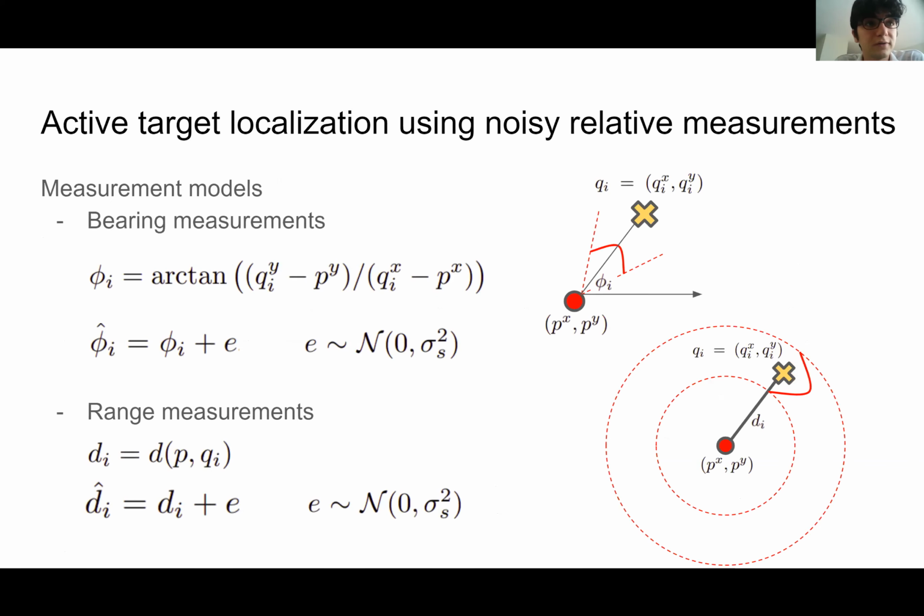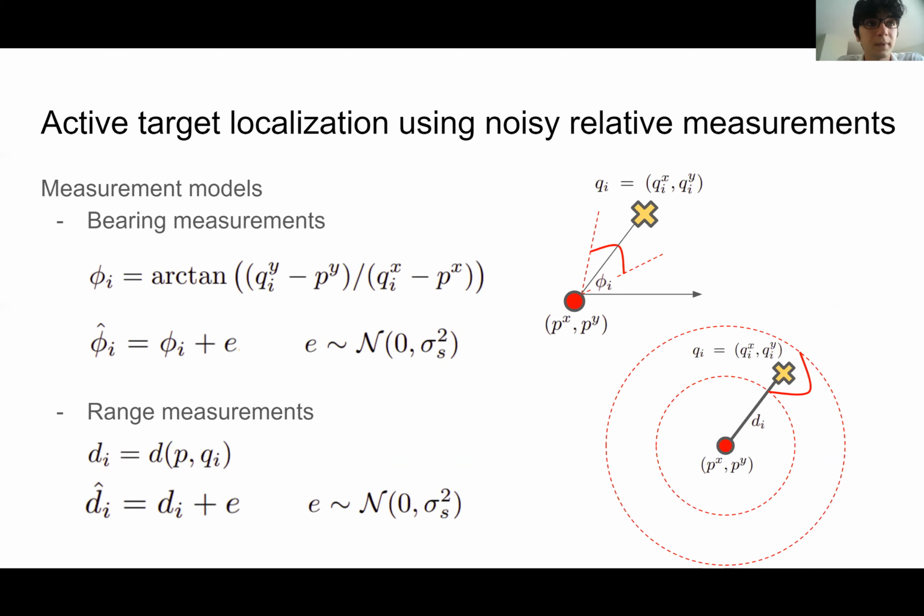We focus on two relative measurement models, bearing and range measurements. In bearing measurements, the sensor acquires noisy directionality information, whereas in range measurements, the sensor receives distance observations. We model both bearing and range measurements to be the true value plus some zero-mean Gaussian noise.